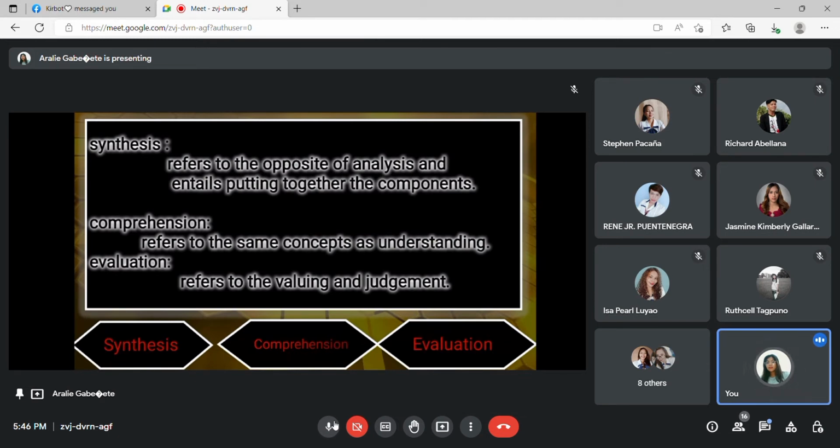Then the next option, comprehension, is wrong because comprehension refers to the same concepts as understanding. It involves asking a child to read a passage of text that is leveled appropriately for the child's age or grade, and then asking explicit, detailed questions about the content of the text. And the last, we have evaluation. It is also wrong because it refers to valuing and judgment.